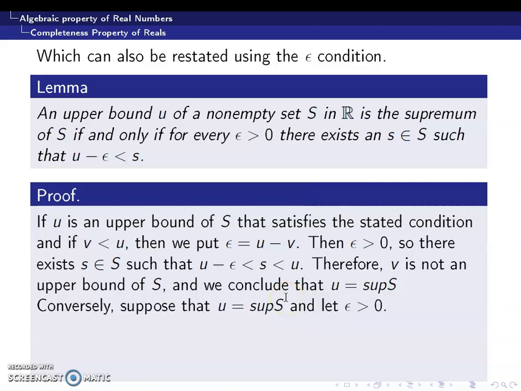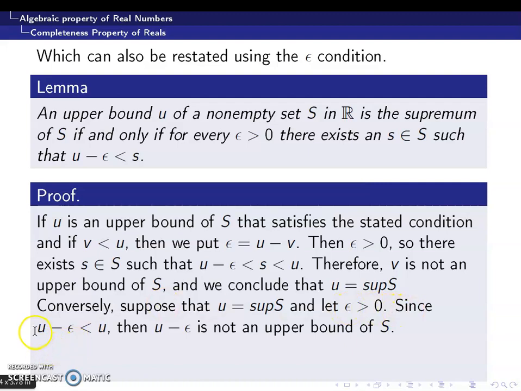Conversely, we assume that U is the supremum. We have to prove that U satisfies the condition. For that, we choose an epsilon which is greater than 0. So take U minus epsilon. U minus epsilon is less than U. Since U is the supremum, U should be the least among the set of all upper bounds. So any element which is less than U cannot be an upper bound of the set. Here U minus epsilon is less than U, so U minus epsilon cannot be an upper bound of the set S.